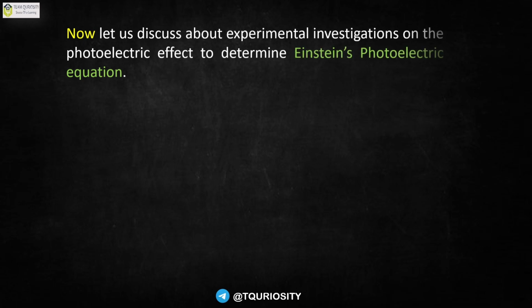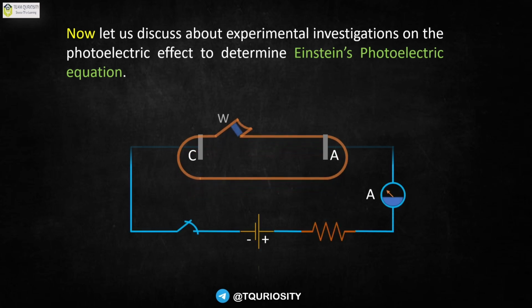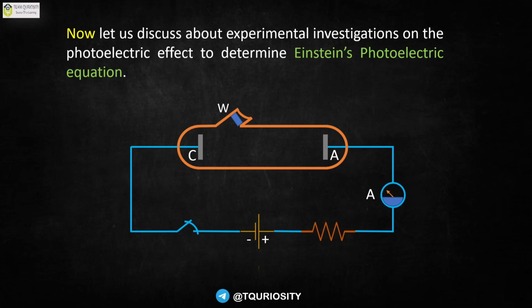Now, let us discuss the experimental investigation of the photoelectric effect to determine Einstein's photoelectric equation. From the above animation, we can see that C is the photosensitive plate, which is called the emitter, and A is the metal plate, which is called the collector. A transparent window W is fixed over here, sealed on the glass tube, which can be covered with a filter. This filter is used to allow light of a particular wavelength and frequency to pass through it. This is all about the construction.